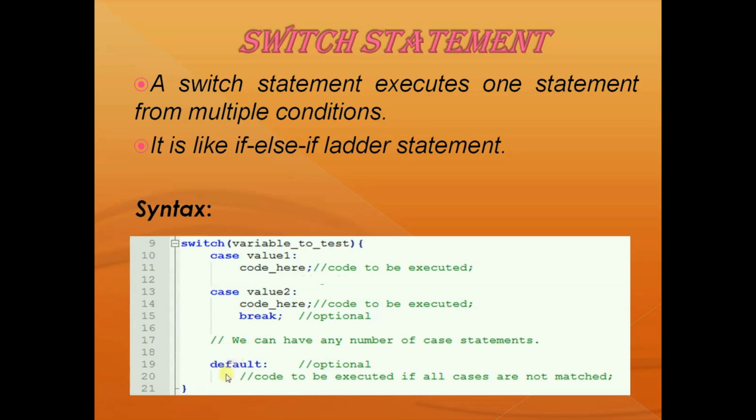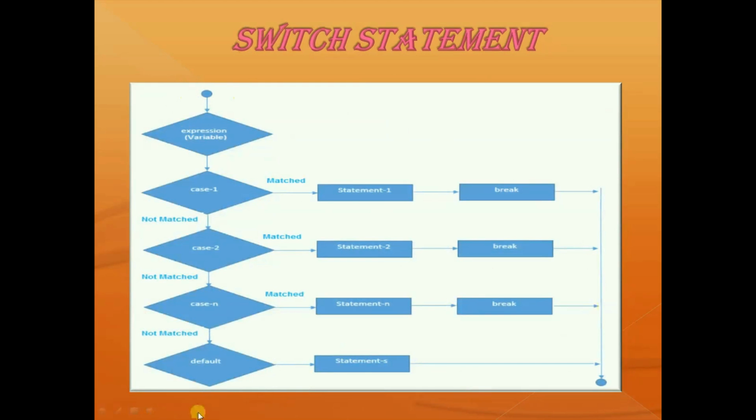Then at the end, there is the default keyword that is optional. It is executed when none of the above-mentioned cases is true. This is all about the syntax of the switch statement. Now we can see the flow chart that shows the switch case code flow.